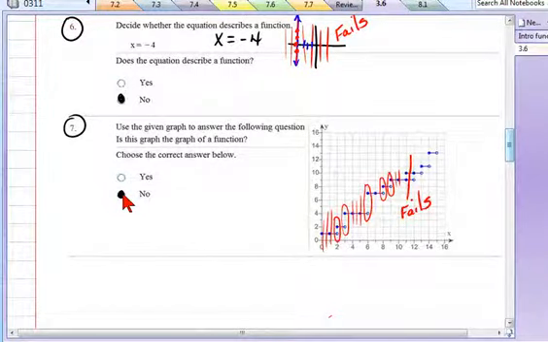It would pass, yes. From that point on, you're exactly right. From that point on, it begins to pass again. But when I ask you, are you a function? If you fail it anywhere, you failed it. Okay? I just stopped there and said, I just found a point of failure.